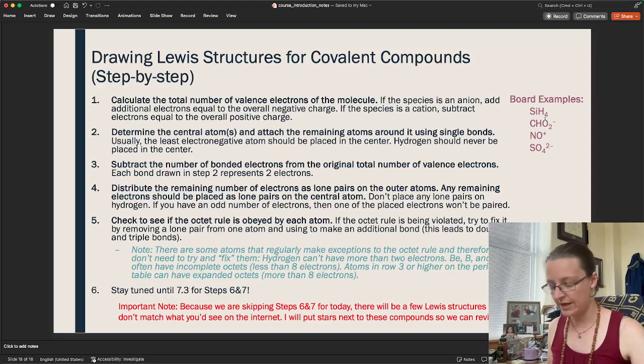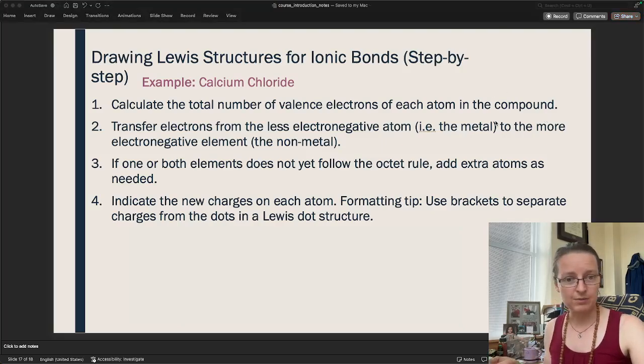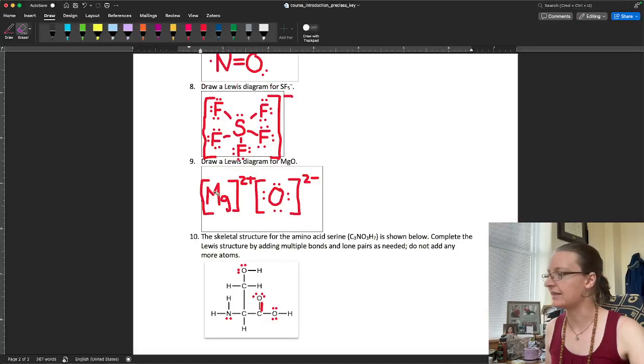And so we have a slightly different set of step-by-step guides for how we're going to deal with ionic bonding. Ionic bonds are transfer of electrons, so instead of drawing lines in between them, we're going to do an electron transfer process. And what this is going to look like is we're going to start with both atoms.